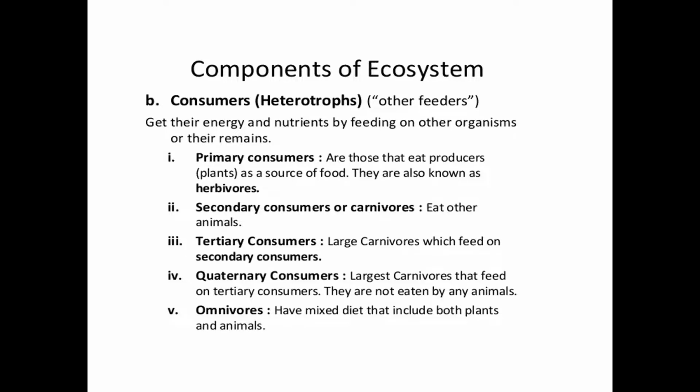The next one is the omnivores. Omnivores have a mixed diet, that is, they include both plants and animals. So they eat both plants and animals. They can depend on both producers, that is autotrophs, and also other consumers. Examples of omnivores are human beings and other animals. The main examples for herbivores are cow and goat. They depend only on plants, so they are called herbivores.